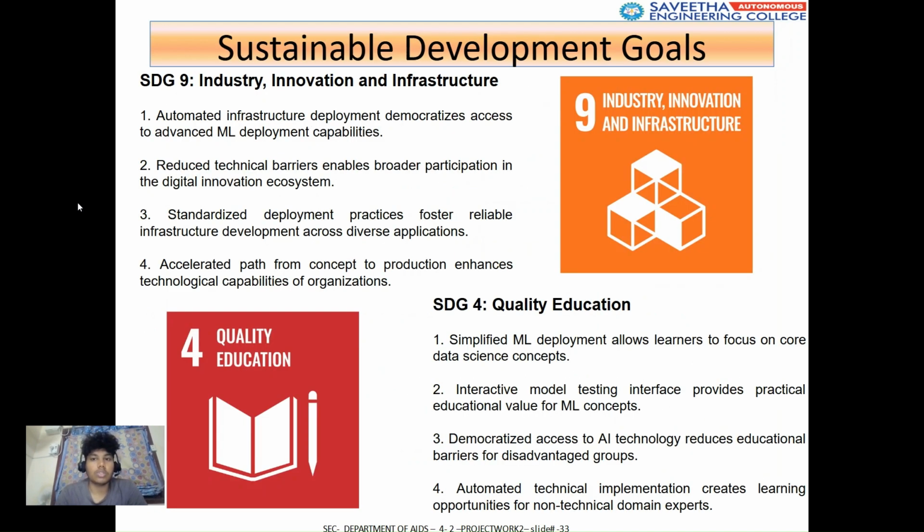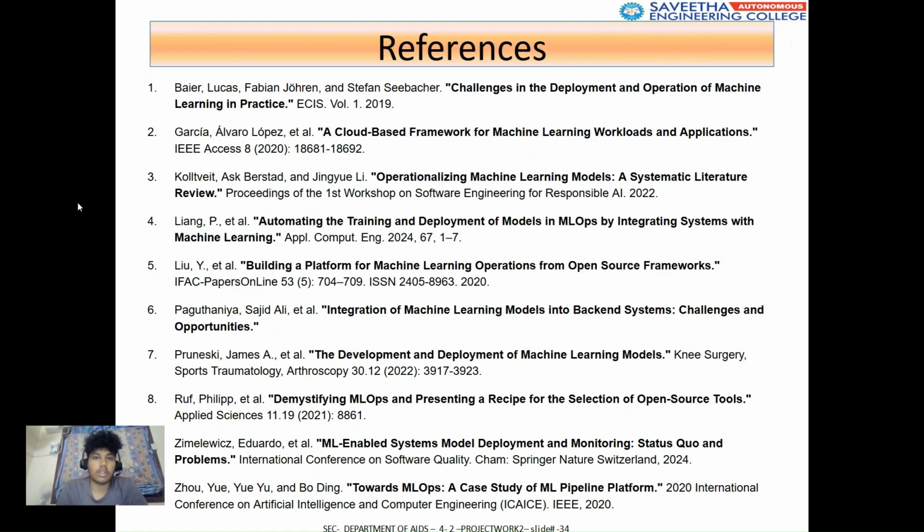And we have covered two sustainable development goals. One is industry innovation and infrastructure by reducing the technical barriers for ML engineers. And we have covered the quality education goal where we try to simplify the ML deployment process and make this process as interactive as possible. So here is a list of our references.